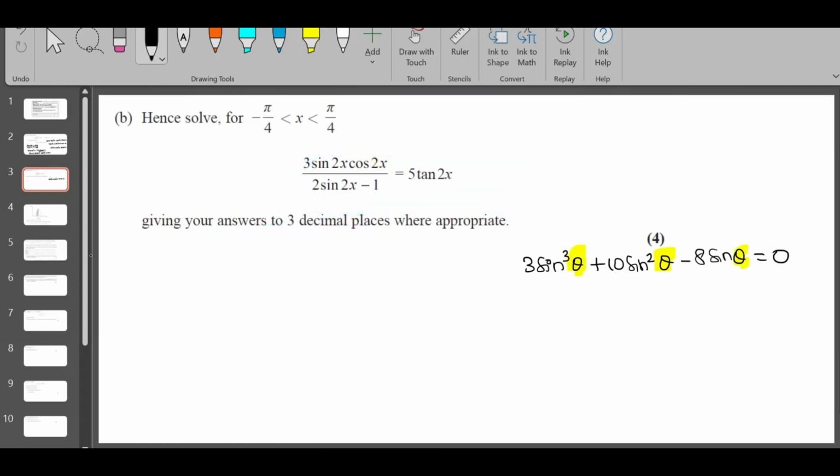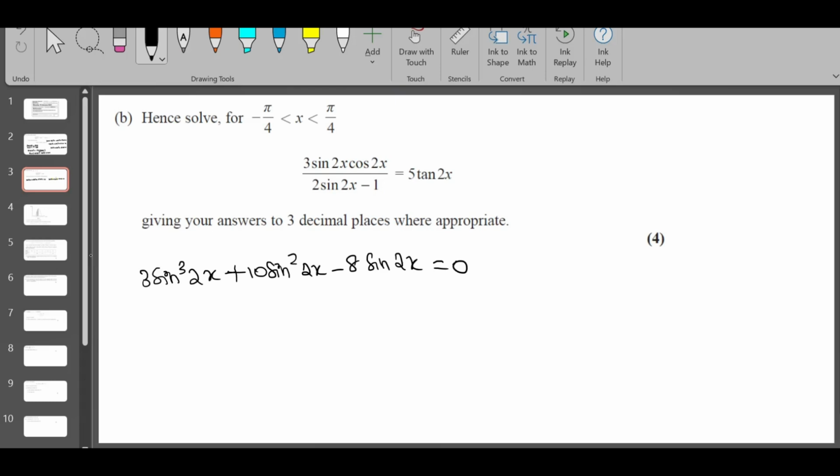So you're going to get this equation: 3 sine cubed 2x plus 10 sine squared 2x minus 8 sine 2x is 0. That means this can be rewritten in this form. So instead of solving this, we are going to solve this. And the limit is this; since we have 2x, we are going to multiply the limits by 2. Minus pi over 2 is less than 2x is less than pi over 2.